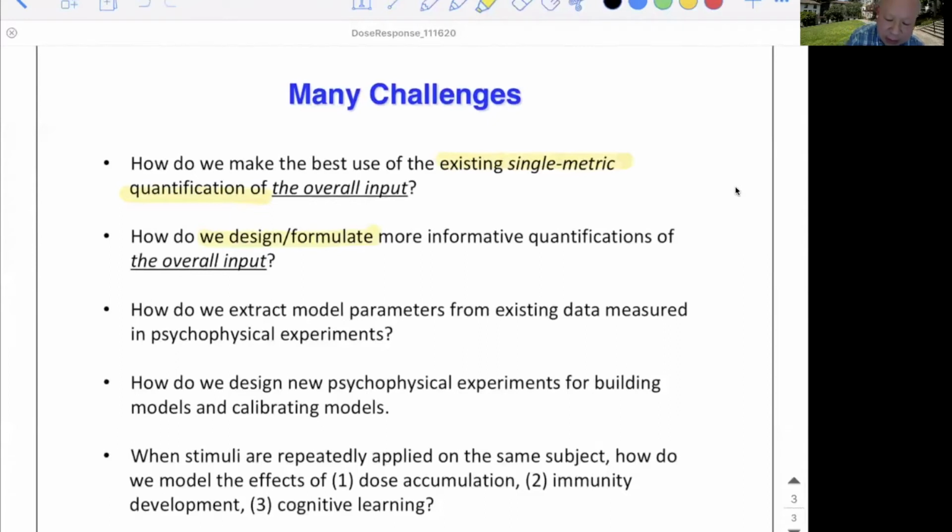And for the existing data, we want to get the most information out of it, determine the model parameters from it, and at the same time, we want to design new psychophysical experiments for model construction and model calibration. Finally, when a stimulus is applied repeatedly, we need to take into consideration the dose accumulation, immunity, and cognitive learning.